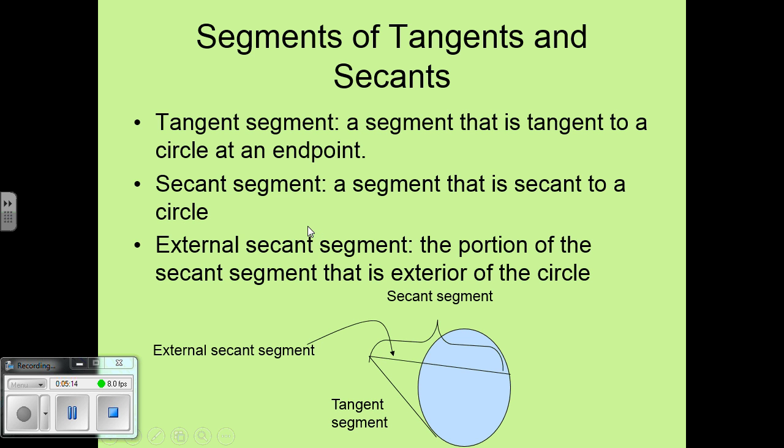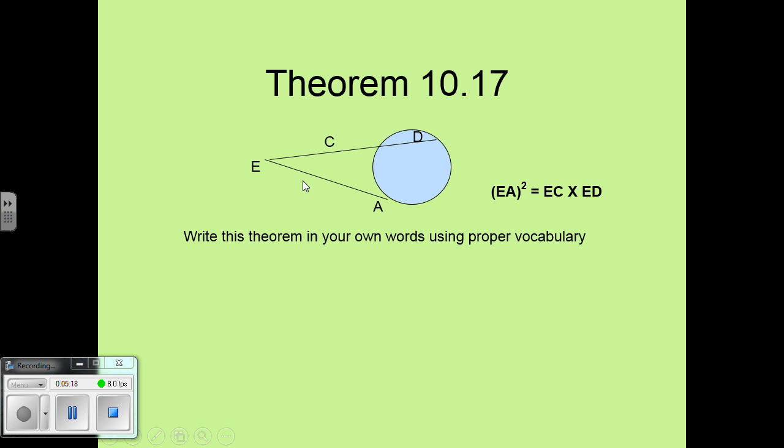Okay, so again, from the previous slide, you should know what these different segments are. So I want you to try to put that theorem in your own words using the idea of EA squared is equal to EC times ED. Try to summarize it just in your own words.